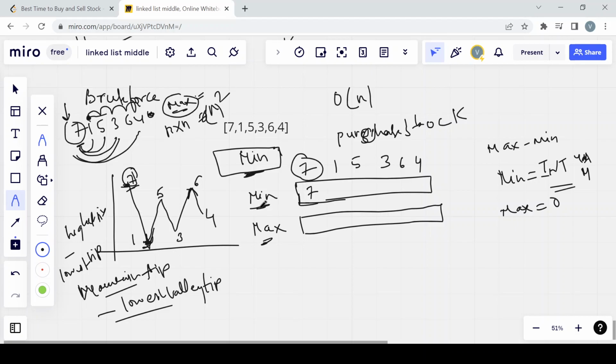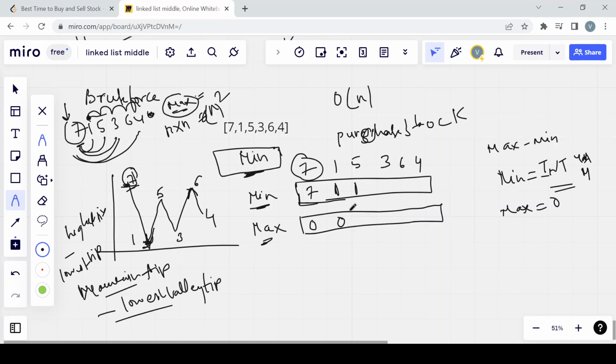Also, this will allow us to choose one date after the other. So first we check, is 7 smaller than int max? Yes, we update our min. We will not do anything for the max, so max remains 0. Again we check for the min value, that is 1. It's smaller than 7, so we'll update our min as 1. We will not do anything for the max. Now we'll check 5. Is 5 smaller than 1? No, so our min will be 1.